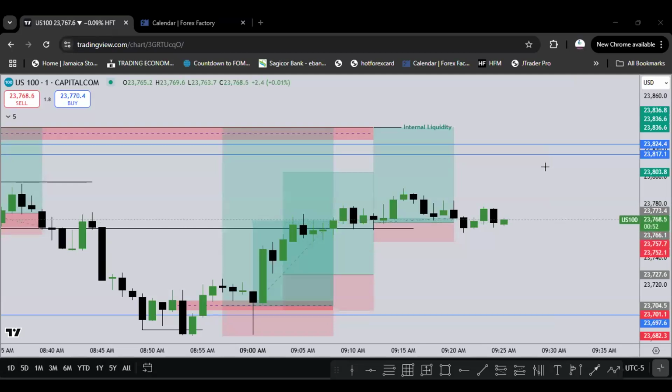Gold says wrong direction, Nas. 921. Wait, are you buying gold?